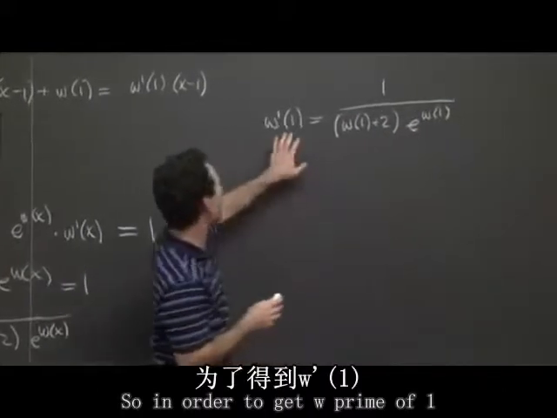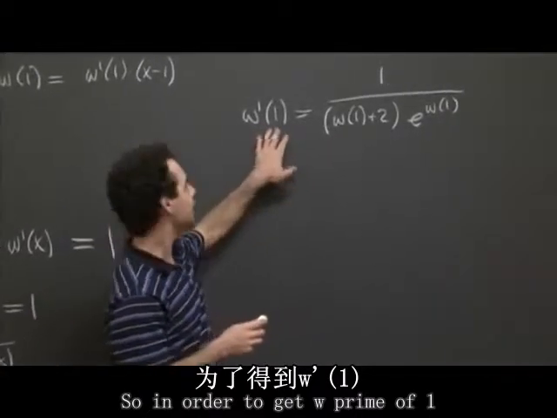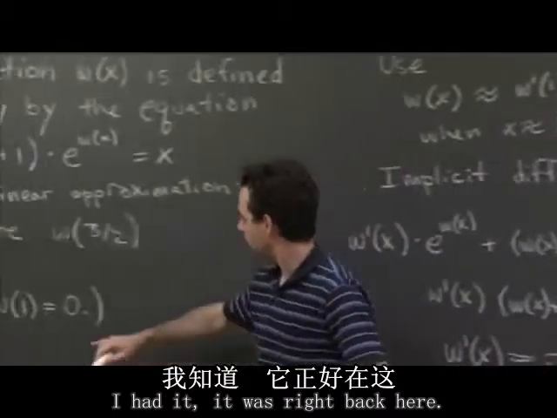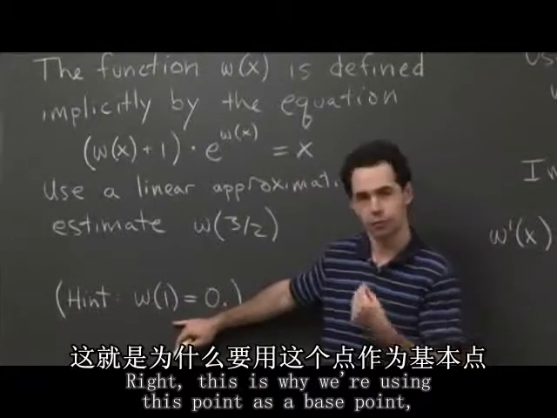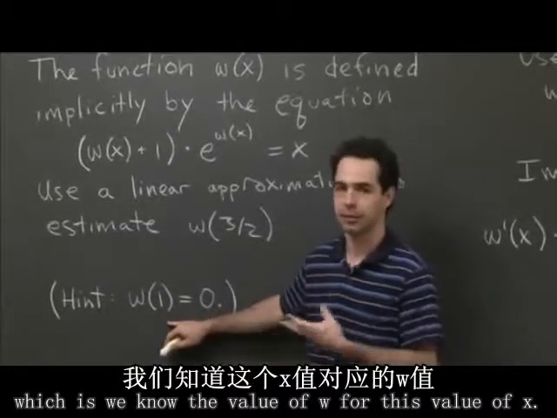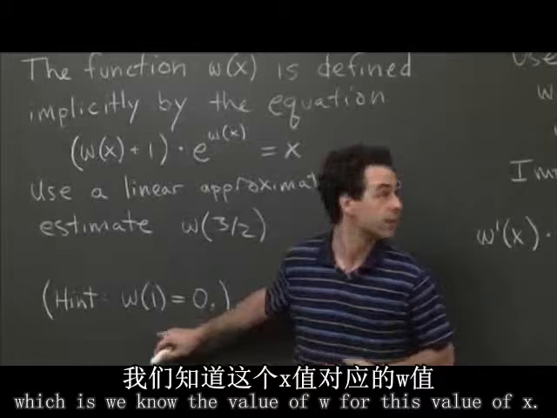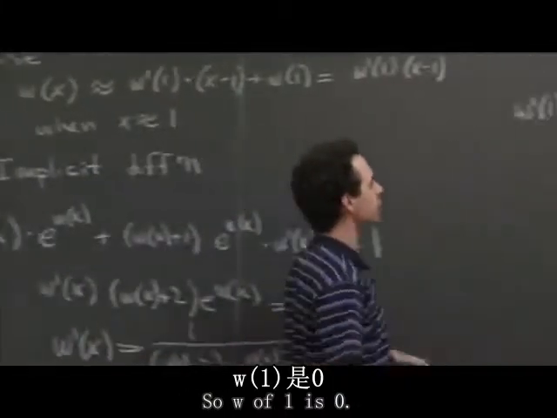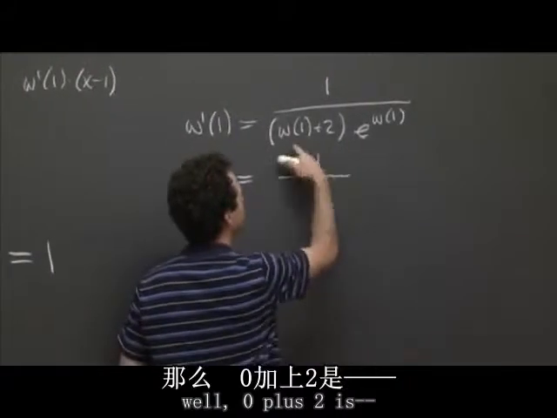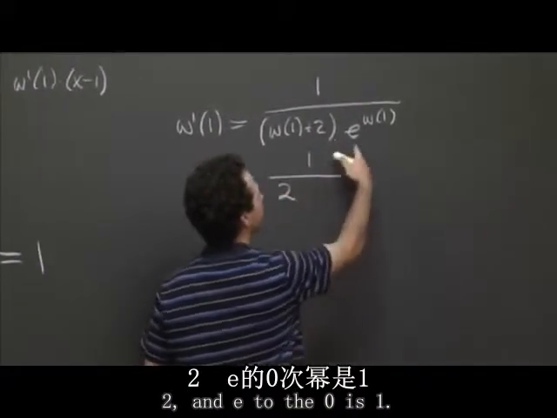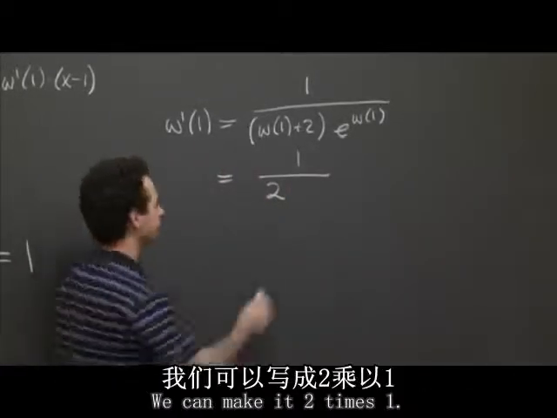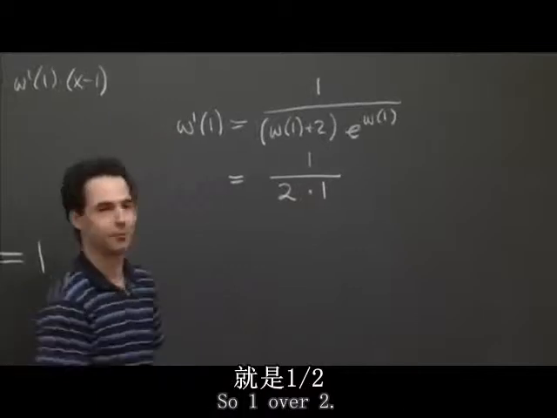OK, so in order to get w prime of 1, I need to know what w of 1 is. But I had that. It was right back here. That was my hint to you. This is why we're using this point as a base point, which is we know the value of w for this value of x. So w of 1 is 0. So this is just 1 over, well, 0 plus 2 is 2, and e to the 0 is 1. So it's just 1 over 2 times 1. All right, so 1 over 2.